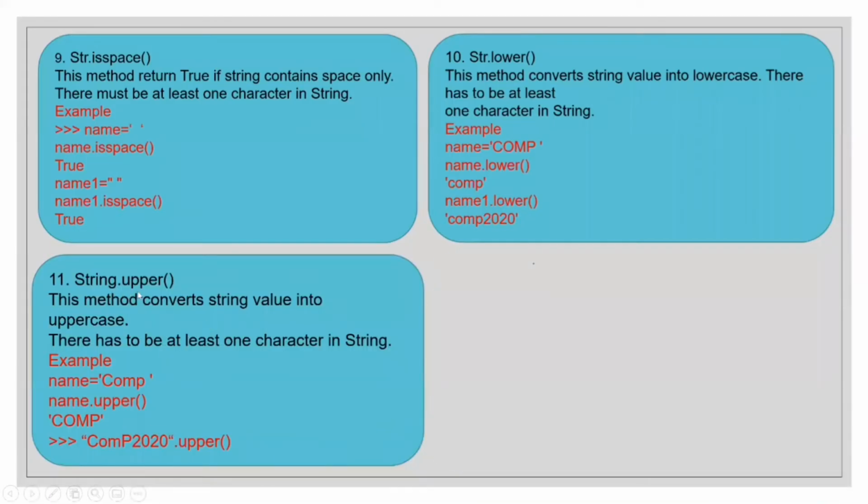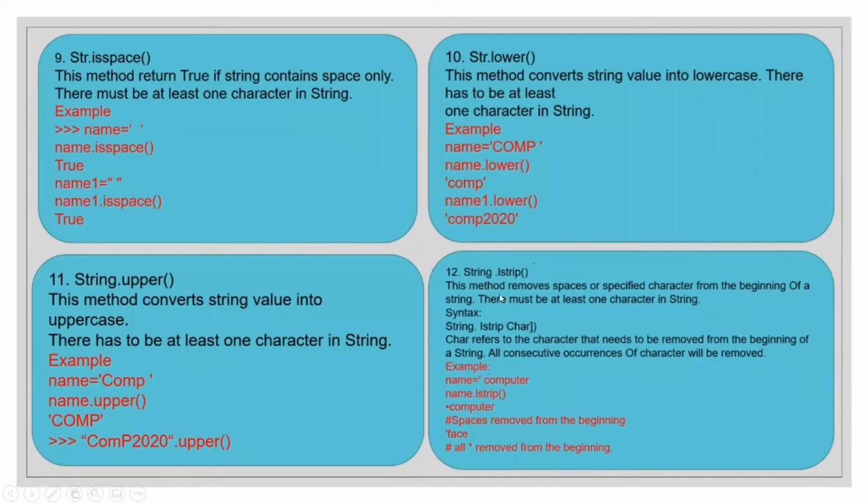Then we have string dot upper. This is the opposite of lower. It converts all the characters which are in lowercase into uppercase. So here, comp is in lowercase, and it's going to convert it into uppercase.